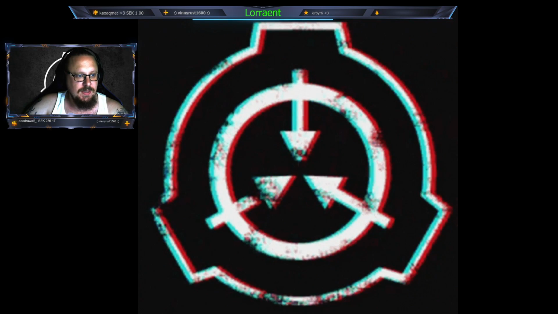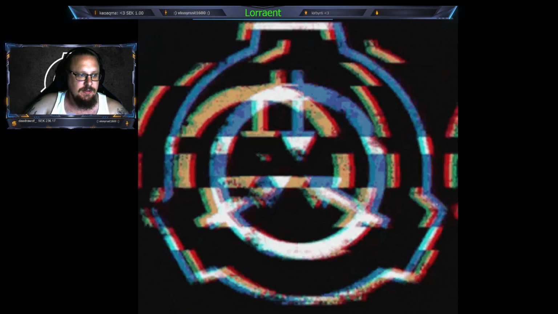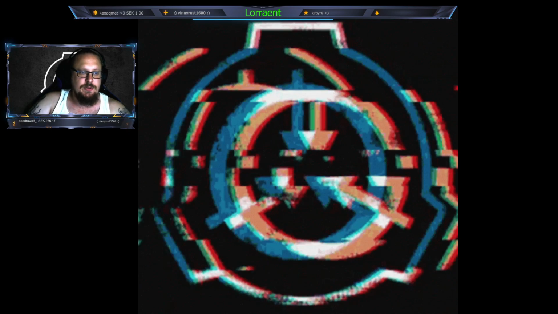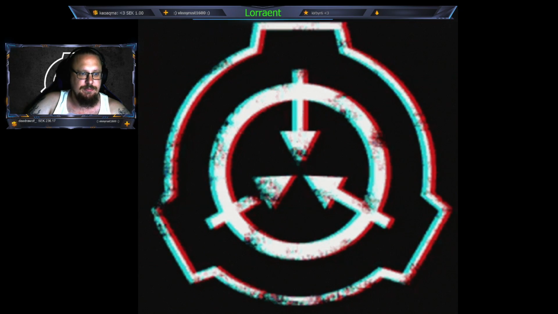SCP. Contain. The foundation contains anomalies with the goal of preventing the influence of or effects from spreading by the entities, by either relocating, concealing or dismantling such anomalies, or by suppressing or preventing public dissemination of knowledge.